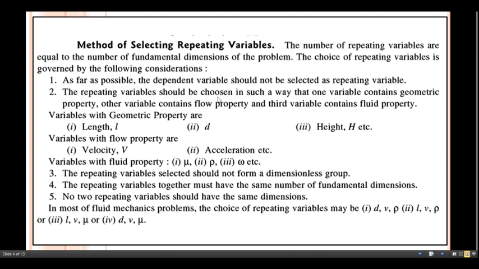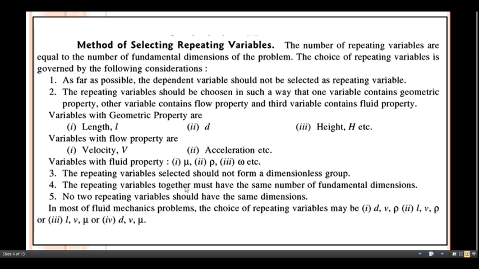The repeating variables should be chosen in such a way that one variable contains a geometric property, another contains a flow property, and the third contains a fluid property. This point is very important. Variables with geometric properties are length, diameter, height, etc. Variables with flow properties consist of velocity, acceleration, etc. Variables with fluid properties are mu, rho, omega, etc. The repeating variables selected should not form a dimensionless group.